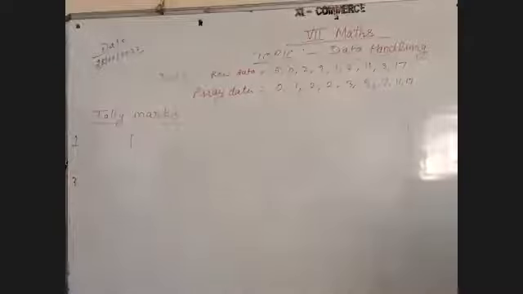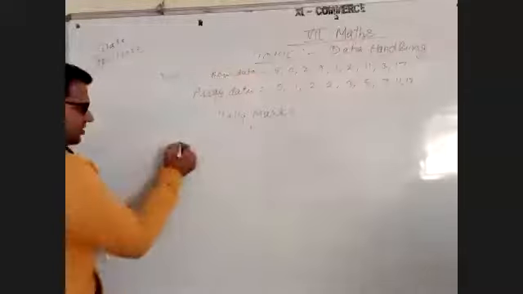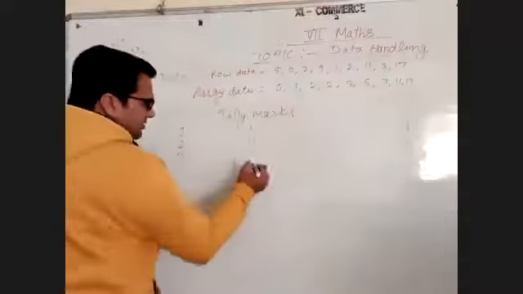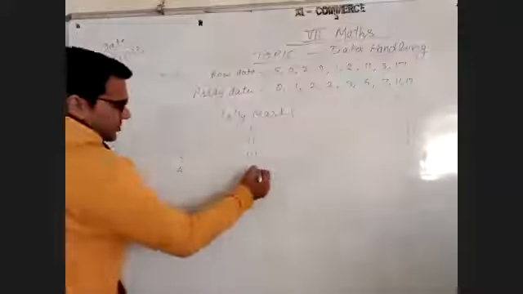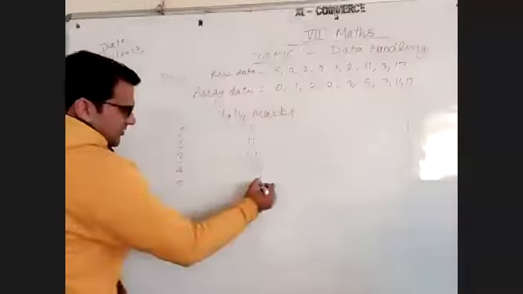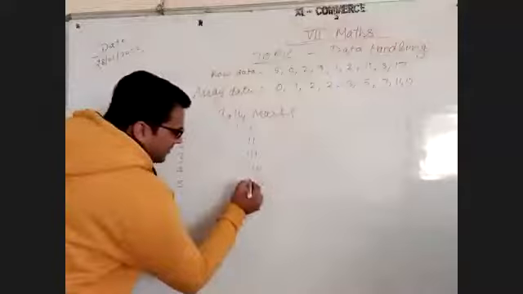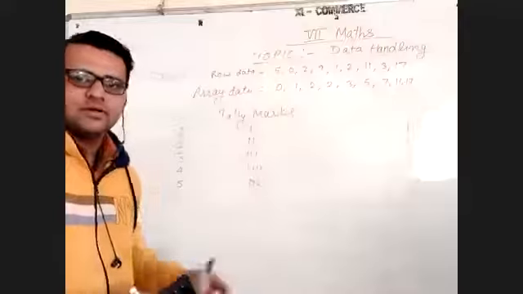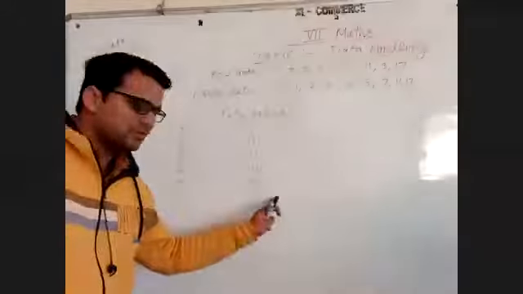The tally marks for the number 2, I am writing here so that it will be clearly visible. The tally mark for the number 1 is 1 stroke. For the number 2 it is 2 strokes. For the number 3 it is 3 strokes, and for the number 4 it is 4 strokes. For the number 5, first of all you have to draw 4 strokes, and this 5th stroke you have to write in this form. Okay, got it? This is your 5th stroke in this form.